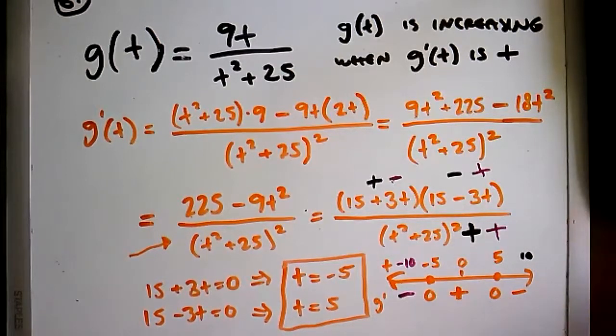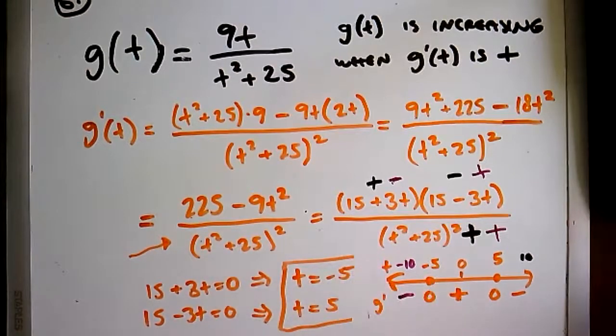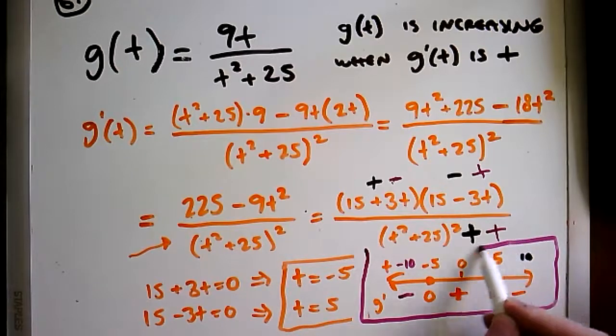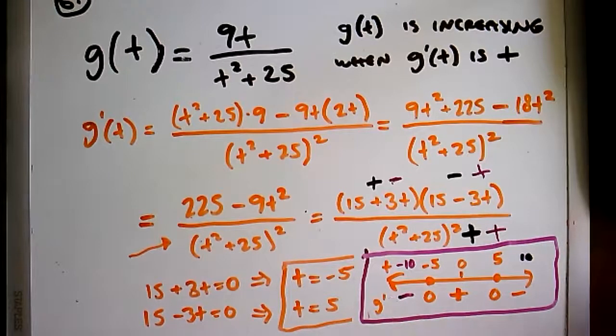So this little chart that I made down here is a really helpful tool. Just going to outline it here. It's called a sign chart, and it's just a number line that has a few things on it. First, up top I'm keeping track of values of t, and then on the bottom, below the line, I'm keeping track of whether g prime is positive or negative.